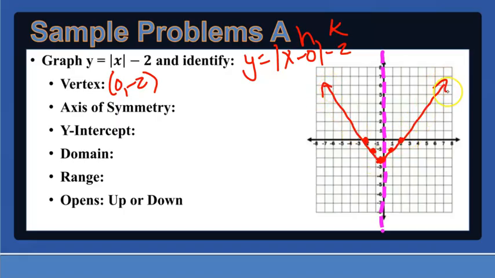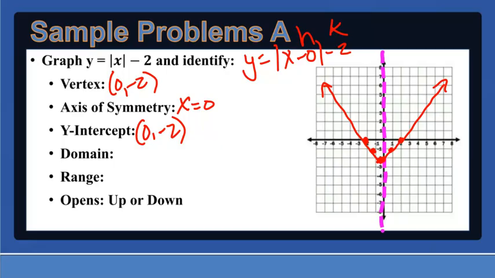And there's the graph. The axis of symmetry is a line, and we know that this would be x equals 0, because it's always the x-coordinate of the vertex. The y-intercept, where does it cross the y-axis? It crosses the y-axis at -2. So the y-intercept and the vertex are actually the same here.